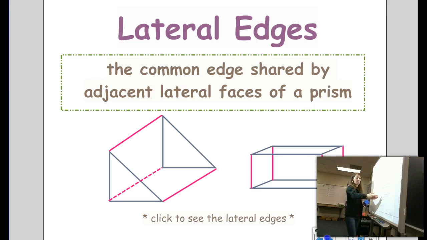In this one, I'm choosing that the top and the bottom were my bases. And a lot of times, if the problem doesn't tell you which one is the base, it'll be the shaded one. So if it doesn't specify, and you see something shaded, that's automatically a base. Moving right along.